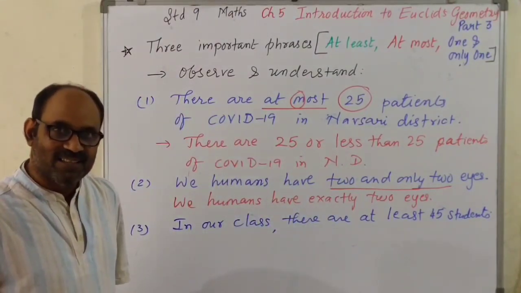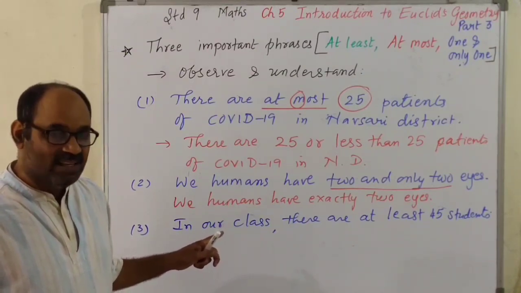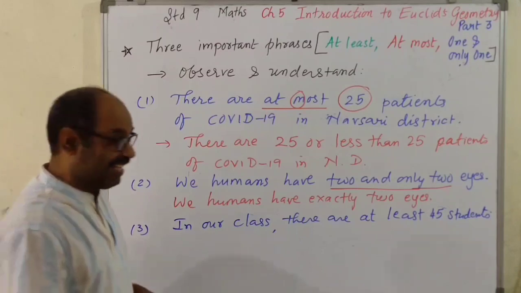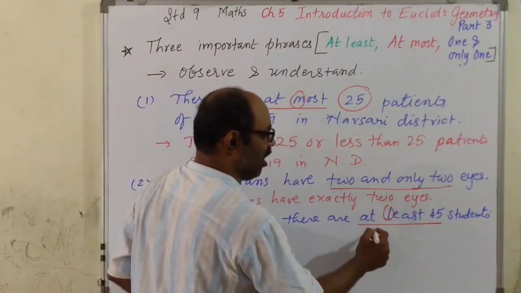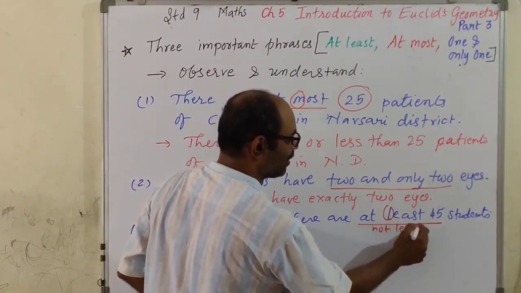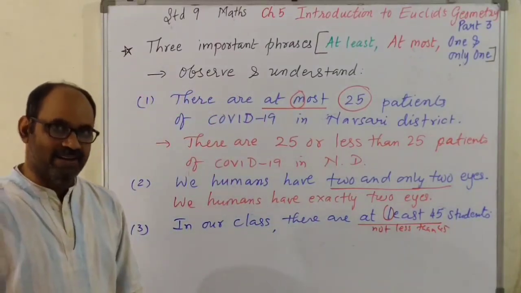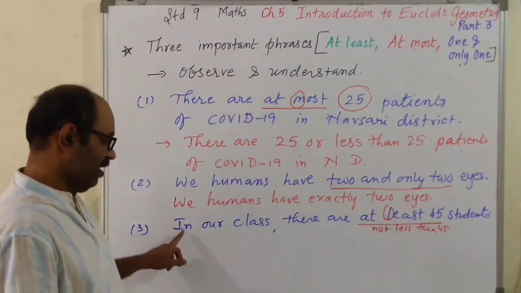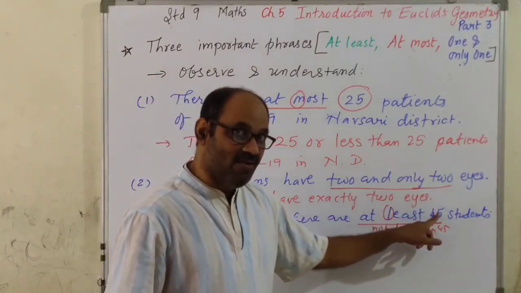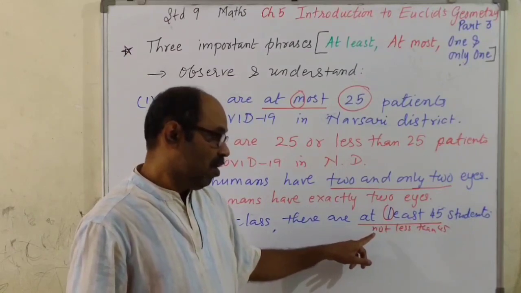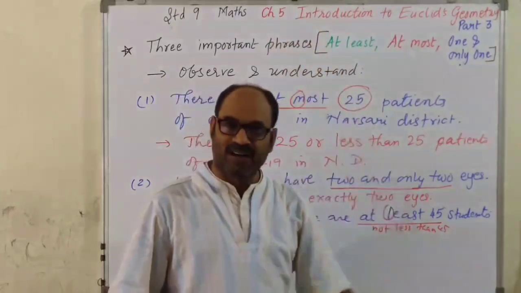Is there any phrase you come across in the statement? Yes. Which is the phrase? At least 45. Least means not less than. Not less than 45. Correct? So I won't be writing the statement here, I'll just dictate. In our class, there are 45 or more than 45, not less than 45 or more than 45 students.